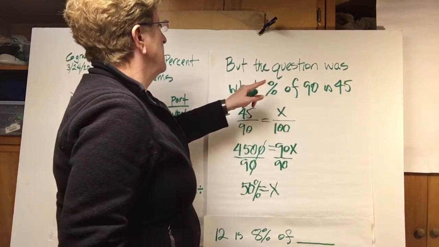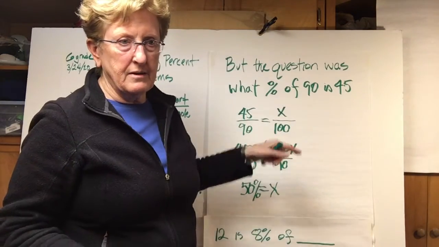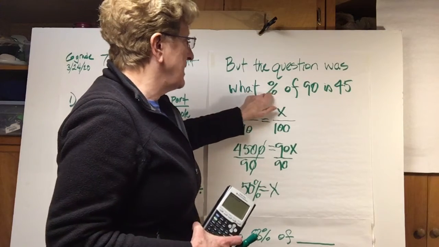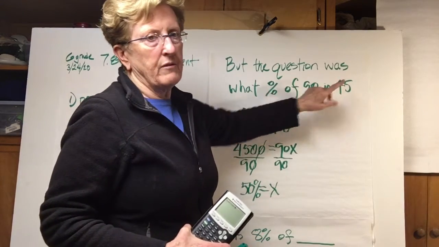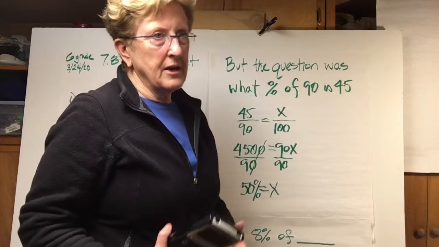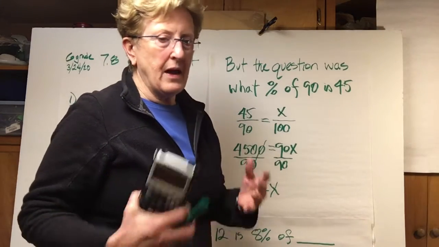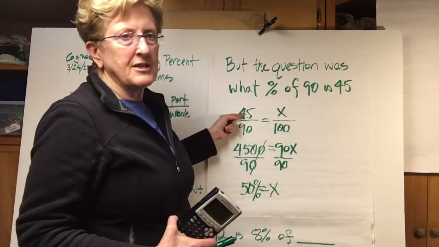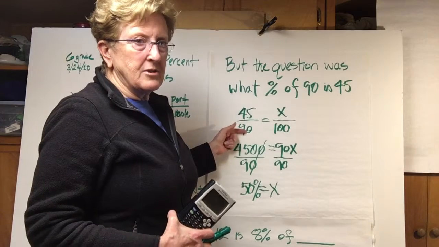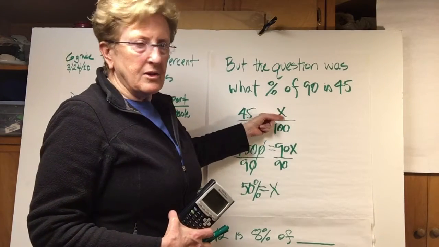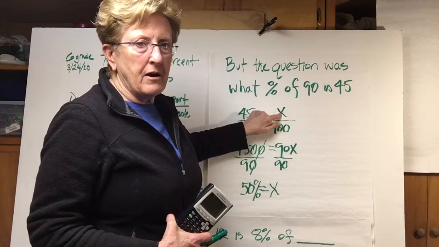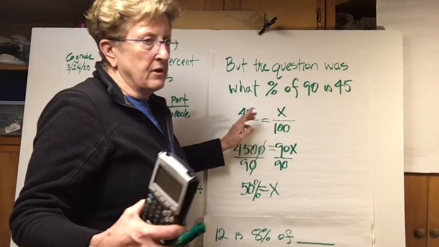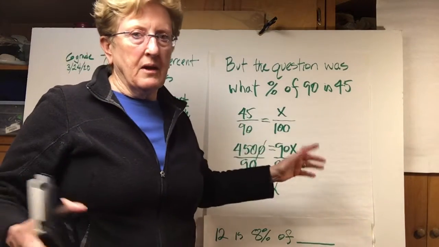But the question was actually from the textbook. I had read it wrong. But the question in the textbook was, what percent of 90 is 45? Now, 90 and 45 are both actual numbers. Neither one is a percent. So I'm going to put 45 because that's part over 90 because that's whole. I'm going to put x over 100 because I'm looking for the part and I've got 100% as the whole. Again, butterflies are free. Why not you and me?